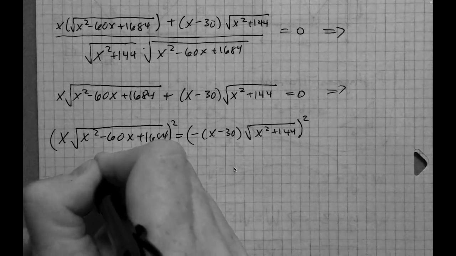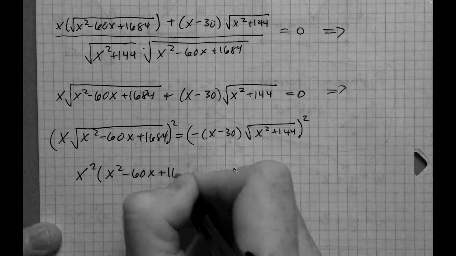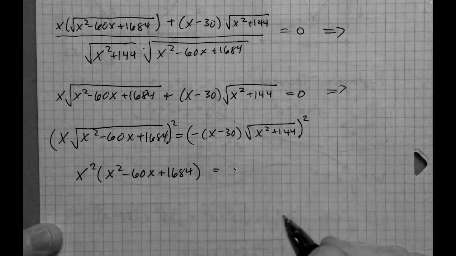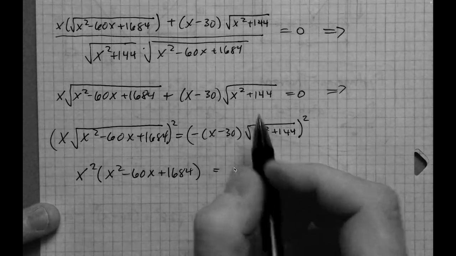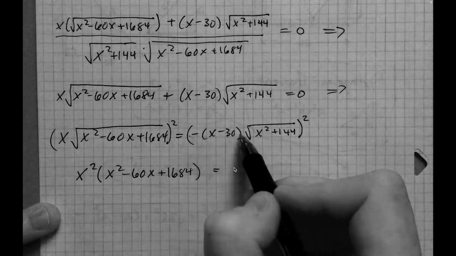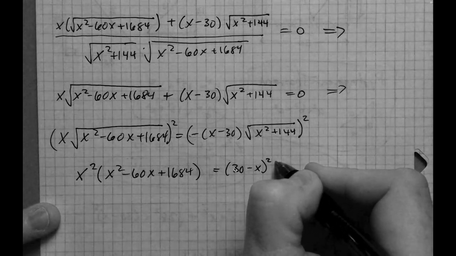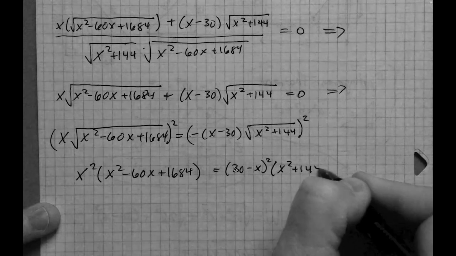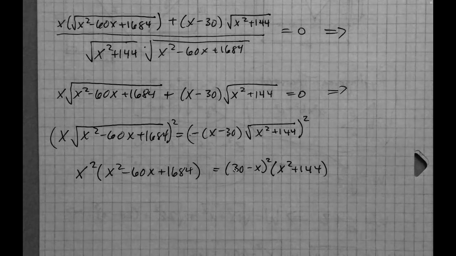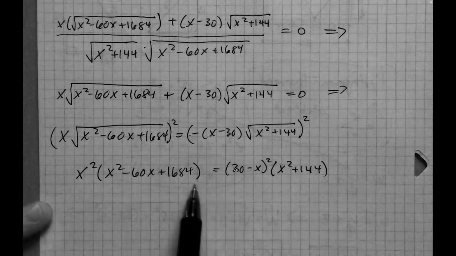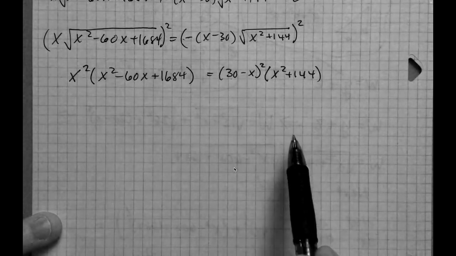And so what you'll end up with then is x squared times x squared minus 60x plus 1684. And that'll be equal to, this becomes a positive, so let's move the negative through here. So it'll be 30 minus x squared, and then this guy here will just be x squared plus 144, because whenever you square a square root, of course, that's the whole point of doing it this way. So then you've got this.